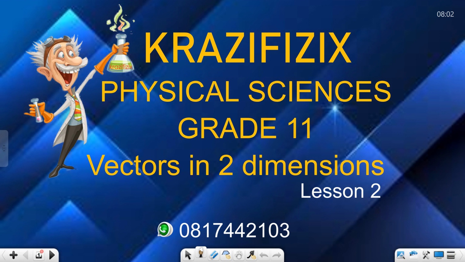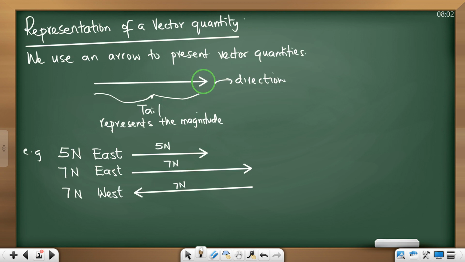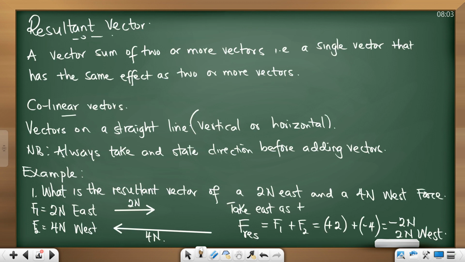But just a quick revision. Yesterday we said we have scalar and vector. You must know this definition and examples throughout your physics here. All right, how do we represent vectors? We use a tail and the head. The length of the tail will always give you the magnitude, while the head will give you the direction of your vector quantity.